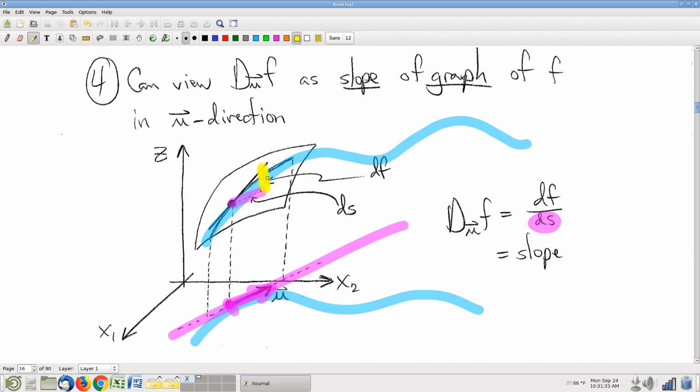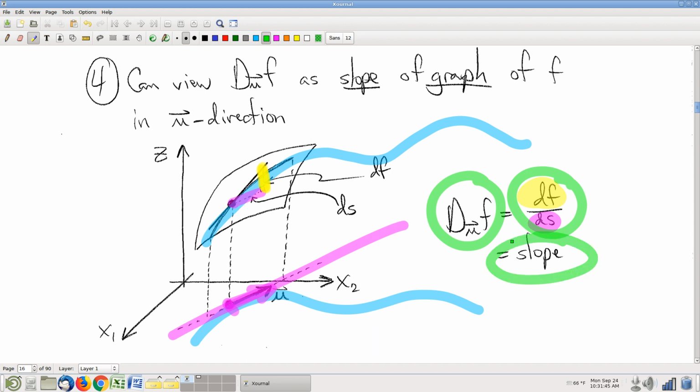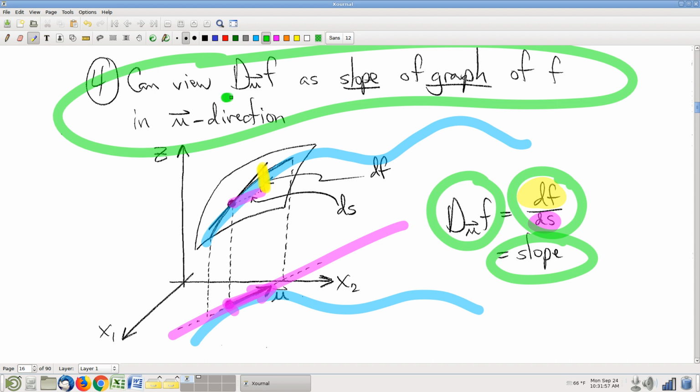That's the height that you gain. Well, that's df. And you can see that this directional derivative, that df/ds that we just showed, is equal to the slope of that particular cross-section of the graph. So, another nice fact, another connection to partial derivatives: directional derivatives, just like partial derivatives, are slope of a graph. It's just slope of a graph in whatever direction you're going, not necessarily in an axis direction.